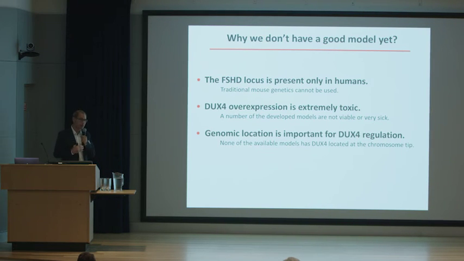Connected to this, what we and others have shown is that the particular location of DUX4, the fact that DUX4 is embedded inside the repetitive sequence that is present in a high number of copies, and the fact that DUX4 is present toward the tip of the chromosome, are really important to regulate its expression. Because of all these issues, we really think that if we want to model this aspect of the disease, we need to generate a model that will reproduce all of this.